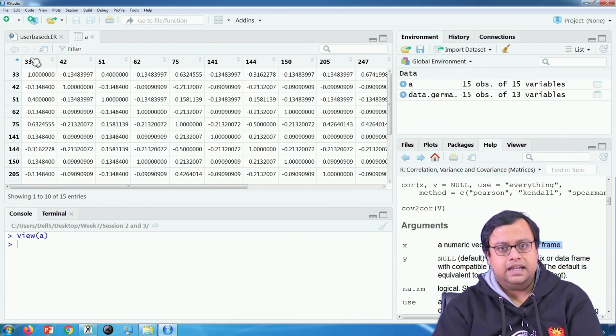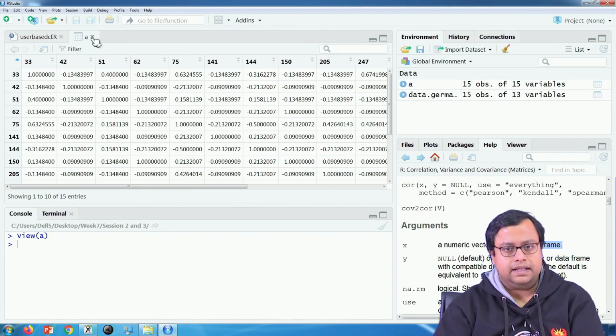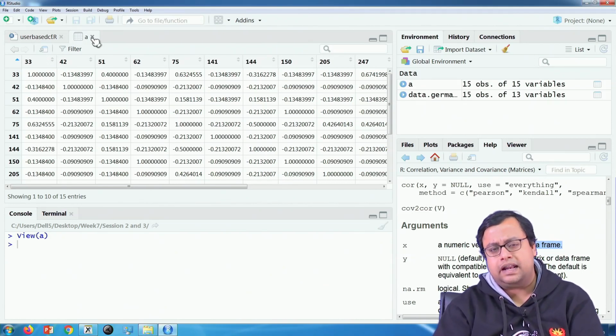So now you see it is 33, 42, 53, 62, and so on. And here also 33, 42, 53, 62, and so on. So that is what I am getting here in this particular case. It's just to make sure that I can visualize it properly, I can see it properly, and I can understand it.